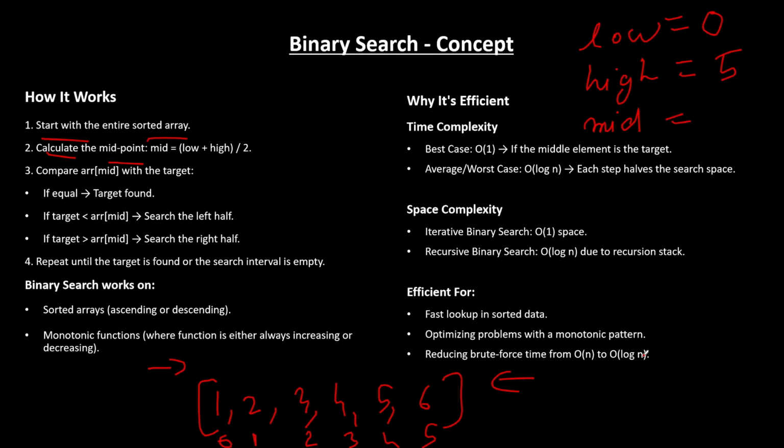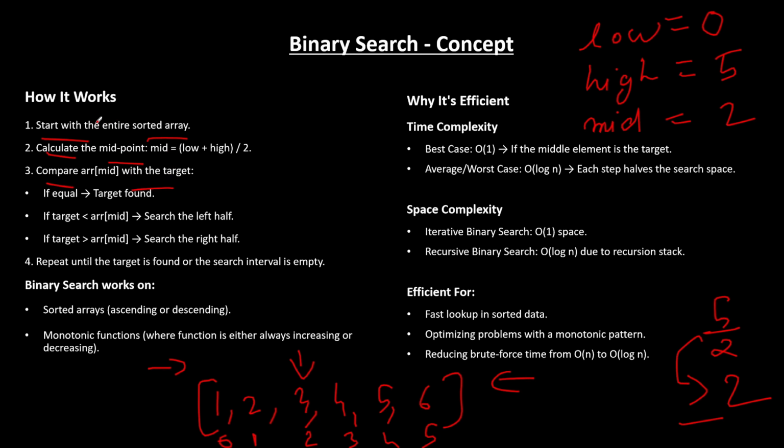And if we calculate this, how much is it going to be? 5 divided by 2, you get 2, right? Okay, you get 2. So this is the mid value right now. So you come to index 2 here. What is the value at index 2? It's 3. Fine.